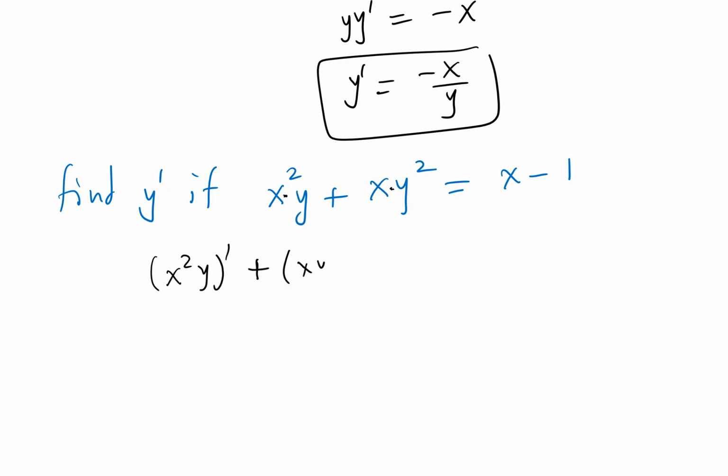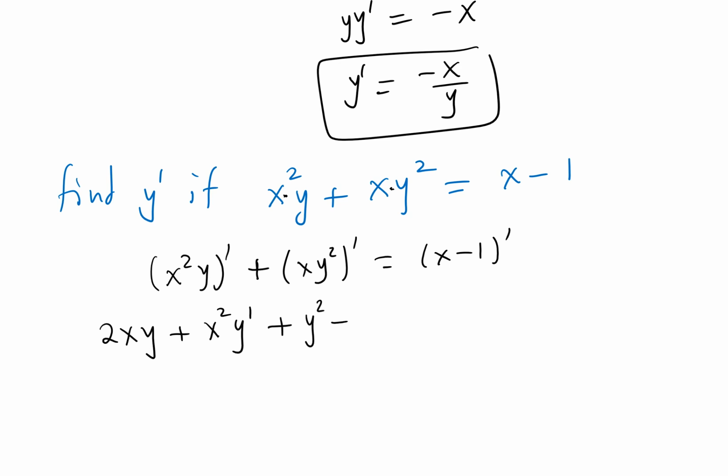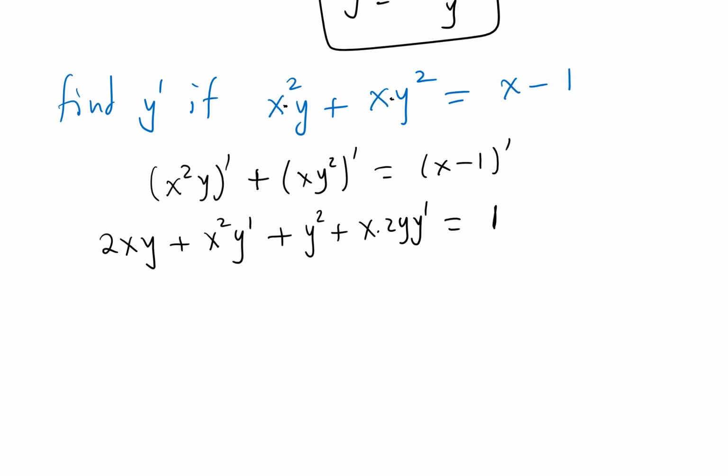Plus, as I said, the derivative of this equals the derivative on the right side. Here we use the product rule: derivative of the first one times the second plus the first times the derivative of the second, plus the derivative of x is 1 times y squared plus x times 2y y prime equals 1 minus 0. So then keep the terms with the y prime on one side of the equation and subtract the other terms to the other side.